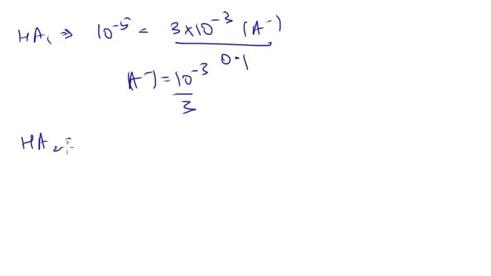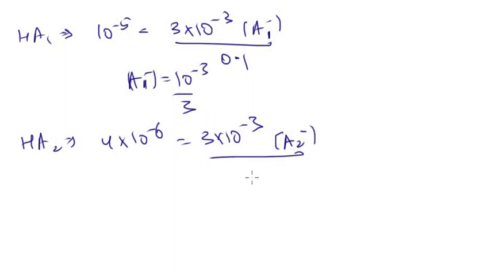Similarly for HA2, we use K2, which is 4 into 10 to the power minus 5. 3 into 10 to the power minus 3 is the H plus. This is A1 negative and A2 negative over concentration 0.2. So A2 negative is 8 by 3 into 10 to the power minus 3.